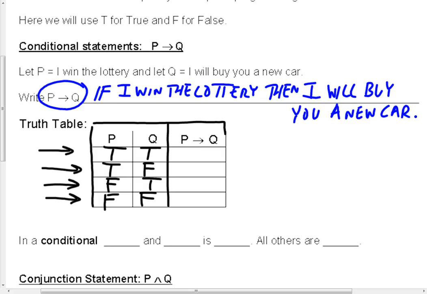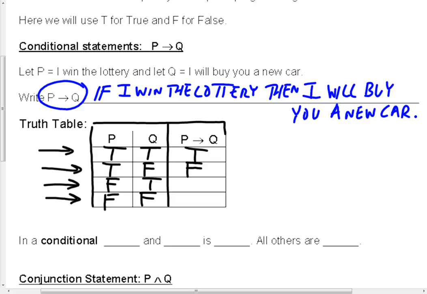What does this mean? Well, for the first line, I won the lottery, then I bought everybody a new car. Did I tell the truth? Yes. So we're going to give the entire conditional a truth value of T. Second scenario, I won the lottery. Then I didn't buy you guys a car. So did I tell the truth? No. We're going to give that a false designation, a false truth value.